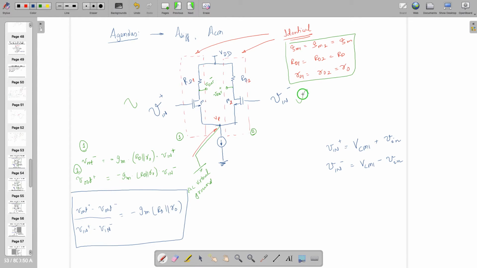When you are taking the difference of these two, so if this is plus V and if this is minus V, if you are taking the difference of two, it's going to be something like this. So this is what the input is now, right?